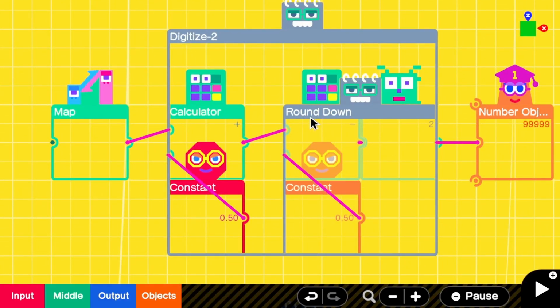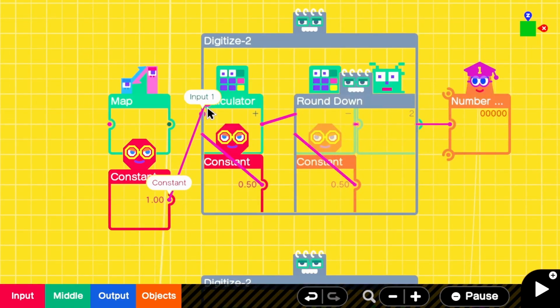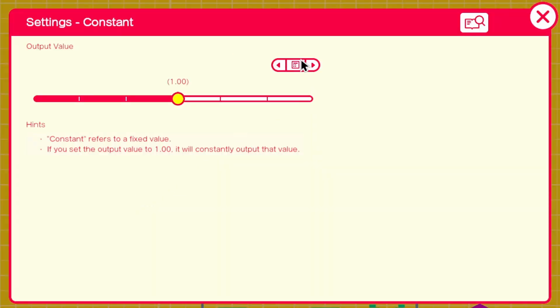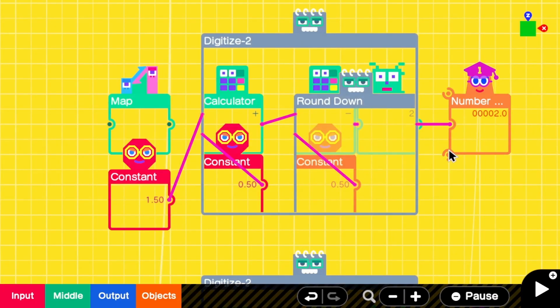What I assume GBG does when it has a digitized set to 2 is that it first takes its input, adds 0.5, and then rounds it down. So in most cases, that should round to the nearest integer. For example, let me just show you. If we have an input of 1, it gives us 1. If I send it 1.5, it's going to give us 2. So that's another way of doing rounding to the closest integer.